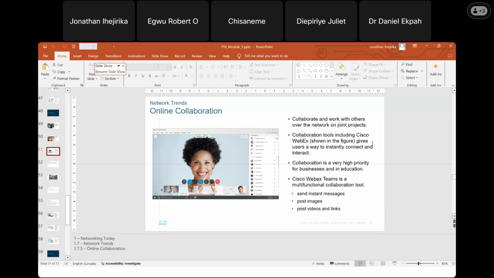Collaboration is a very high priority for businesses and in education. And Cisco WebEx Teams is a multifunctional collaboration tool. So you can send instant messages, as some of you have been sending and we have been seeing. You can also post images, post videos and links, and also share your screen as the case may be.